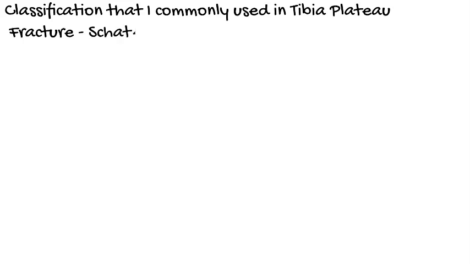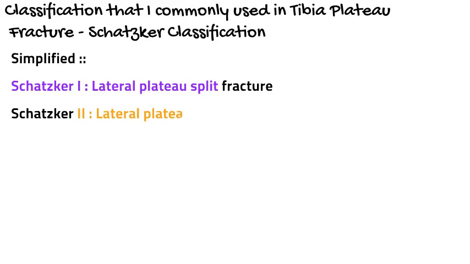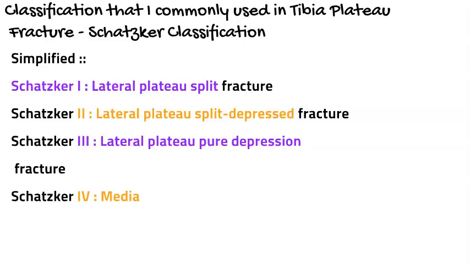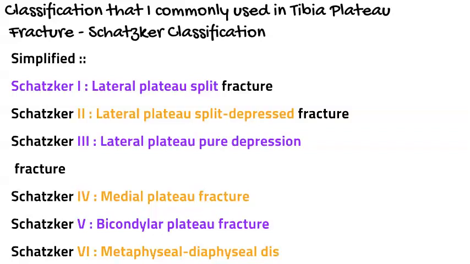The classification that I commonly use in tibial plateau fracture is the Schatzker Classification. Simplified version: Schatzker 1, lateral plateau split fracture. Schatzker 2, lateral plateau split depression fracture. Schatzker 3, lateral plateau pure depression fracture. Schatzker 4, medial plateau fracture plus or minus knee dislocation. Schatzker 5, bicondylar fracture. Schatzker 6, metaphyseal diaphyseal dissociation or comminution or extension.